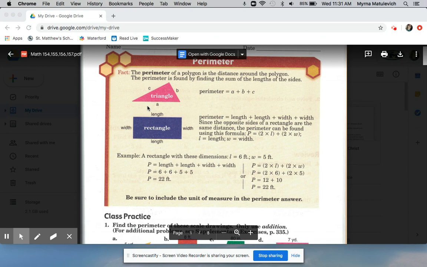So watch this video link, read the yellow box on your worksheet, and complete the worksheet. Greens and homework are optional.